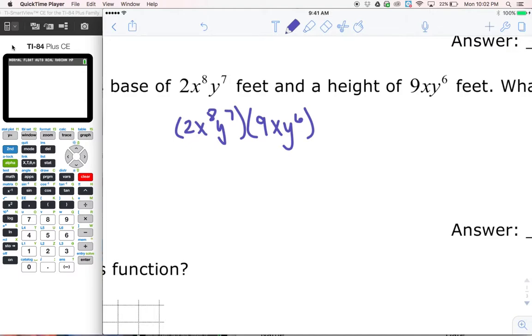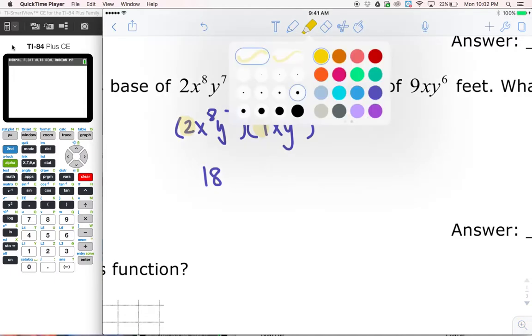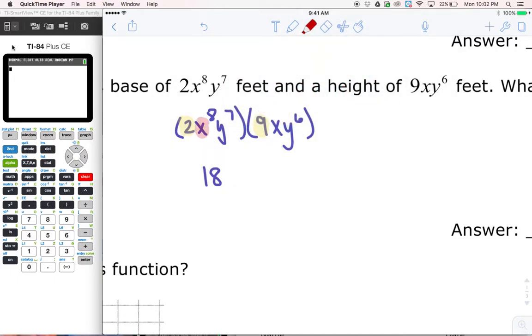Okay? Now this is a multiplication problem. So the 2 and the 9 get multiplied like normal. We get 18, right? Now you guys, exponents are kind of strange, and they have their own special set of rules. So if I'm multiplying x times x, something else is happening to their exponents. Let's remember there's a 1 here. So if I'm doing x times x, the exponents are actually not getting multiplied, they're getting added. So we're going to get an x to the power of 9.